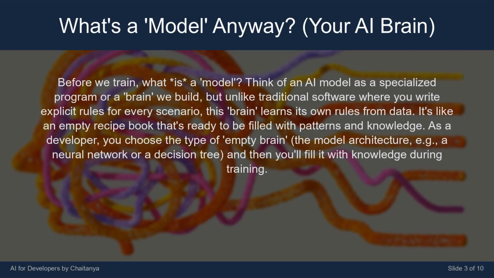Before we train, what is a model? Think of an AI model as a specialized program or brain we build. But unlike traditional software where you write explicit rules for every scenario, this brain learns its own rules from data. It's like an empty recipe book that's ready to be filled with patterns and knowledge. As a developer, you choose the type of empty brain, the model architecture, e.g., a neural network or a decision tree, and then you'll fill it with knowledge during training.